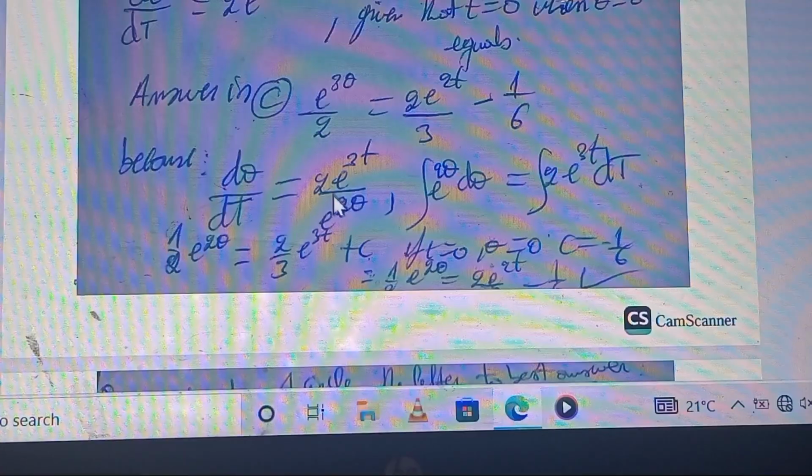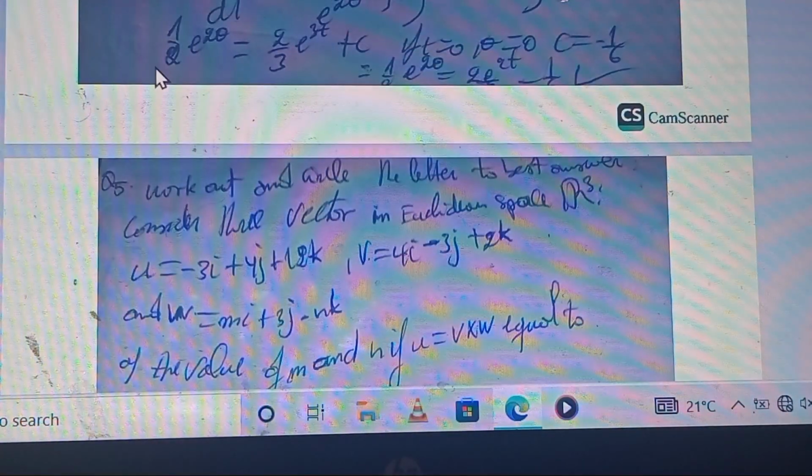Here, you start with the property of power. Then you get d theta over dt is equal to 2 e power 3t. Then you make cross product, you will get e power 2 theta d theta equal to 2 e power 3t dt. Then when you make integration according to the property of integration, you will get 1 over 2 e power 2 theta equals 2 over 3 e power 3t plus c.